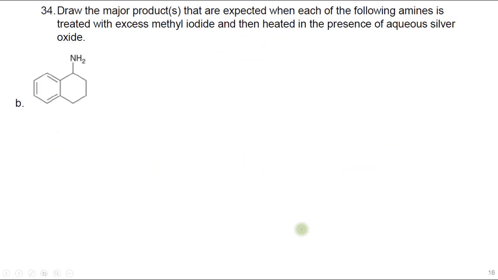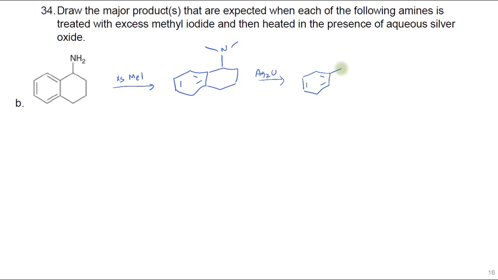Alright, here we're drawing major products. We're going to react with excess methyl iodide, followed by silver oxide, and then we're going to do an elimination with that. So we'll get that double bond there.